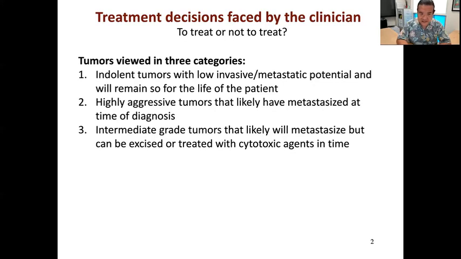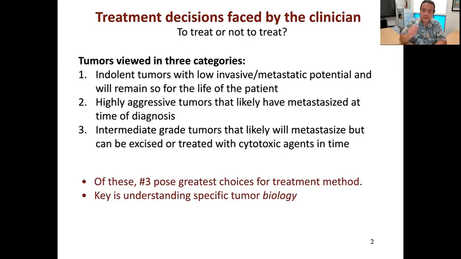the disease has metastasized. The third situation are intermediate grade tumors that, yeah, if you leave them alone, they likely will eventually get to the point where they're aggressive and metastasized, right? But maybe for now, they can be easily removed or simply treated with different types of therapeutic cytotoxic agents with a very good prognosis. So of these, scenario number 3 poses the greatest choices for the treatment method. Because we're not saying leave it alone. That would be like in case number 1.